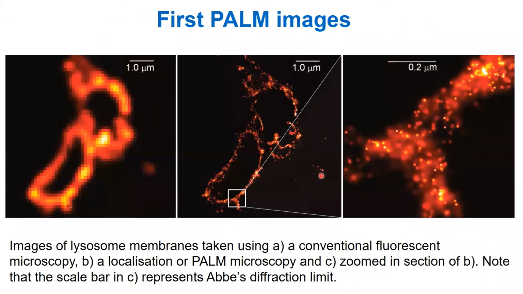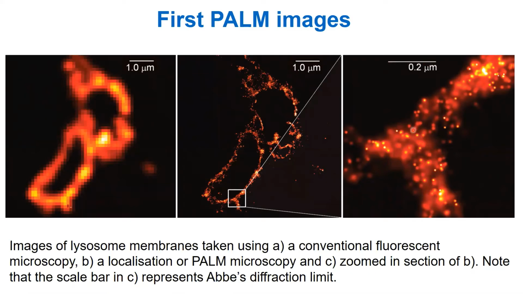And here are some images taken using a PALM microscope of the membrane of a lysosome. You can see the conventional fluorescence microscopy, the localization microscopy, and then the zoomed in section here. And if you look at this final image, it's quite nice. That scale bar is showing you what the normal diffraction limit would be for that instrument.